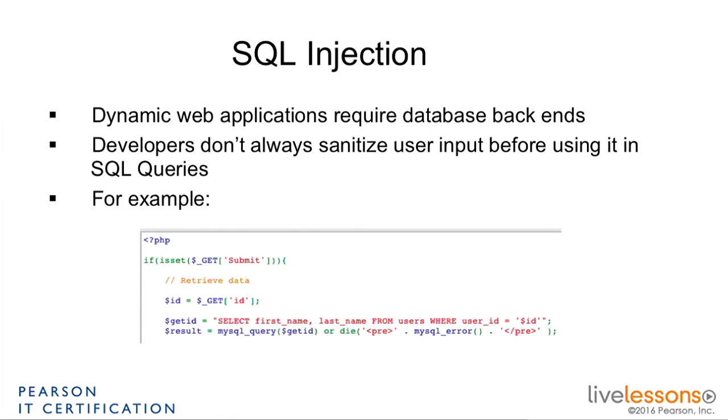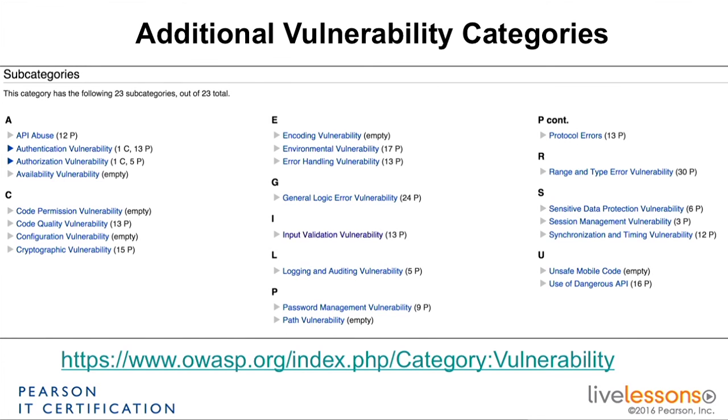Another common vulnerability is SQL injection. Developers typically don't sanitize user inputs before using them in SQL queries, and this is an example of it. Attackers can take advantage of this to steal information, delete data in a database, or even put information into such a database. On this screen, I include a link to the Open Web Application Security Project, otherwise known as OWASP, and on their site, they have many other vulnerability definitions and categories for your reference.